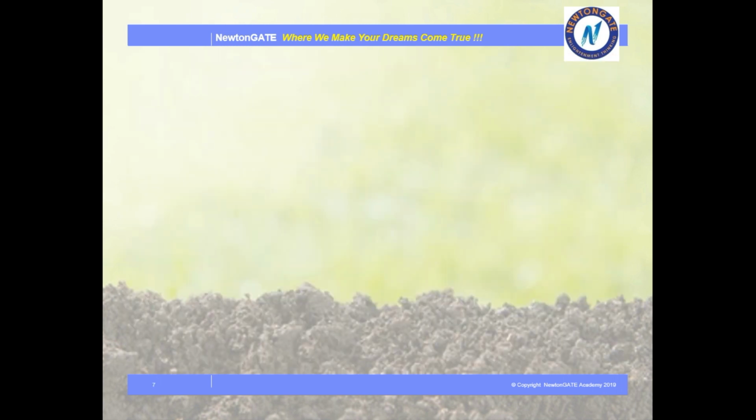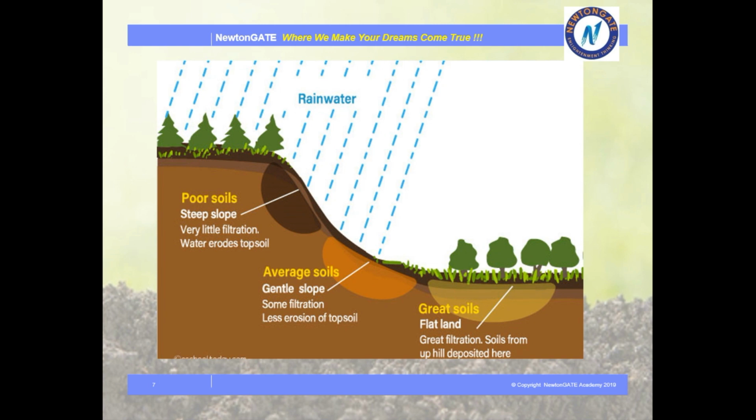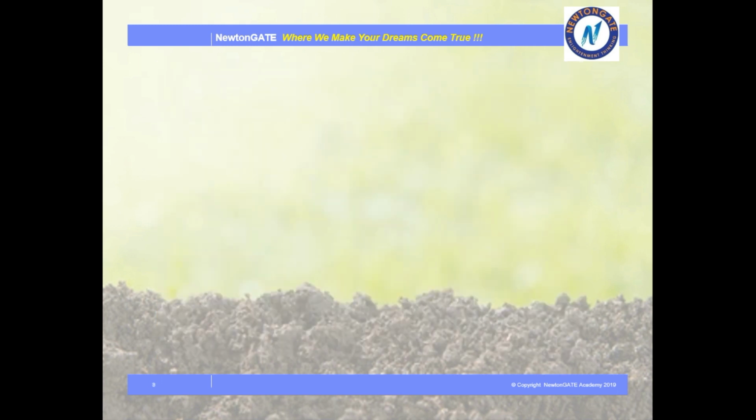So next portion is the erosion. So what is erosion? In simple words, when the rain falls from a high altitude to a low lying area, the loose particles are being washed off and it is being carried by the river or the rainwater and getting accumulated in the low lying region. That low lying region is composed of the very fertile type of soil. Thus, this is the process of erosion.